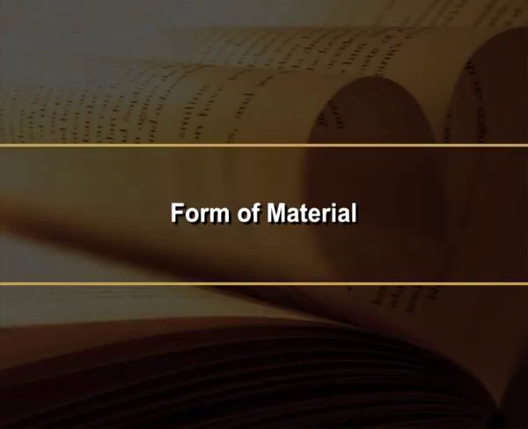Forms of material. Union Catalogue can also be classified on the basis of kinds of materials. They are Union Catalogue of books, Union Catalogue of periodicals, Union Catalogue of newspapers, Union Catalogue of audio-visual materials. Some of the important Union Catalogues are briefly discussed.